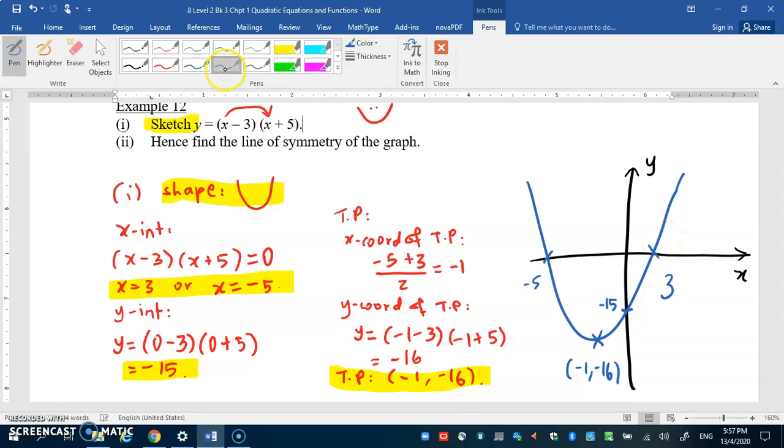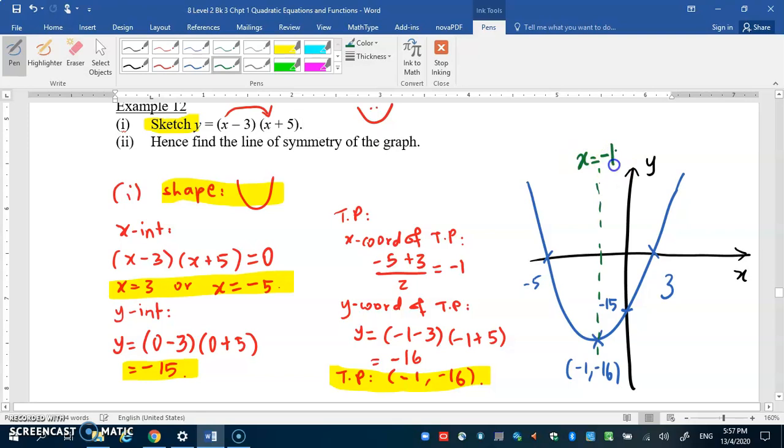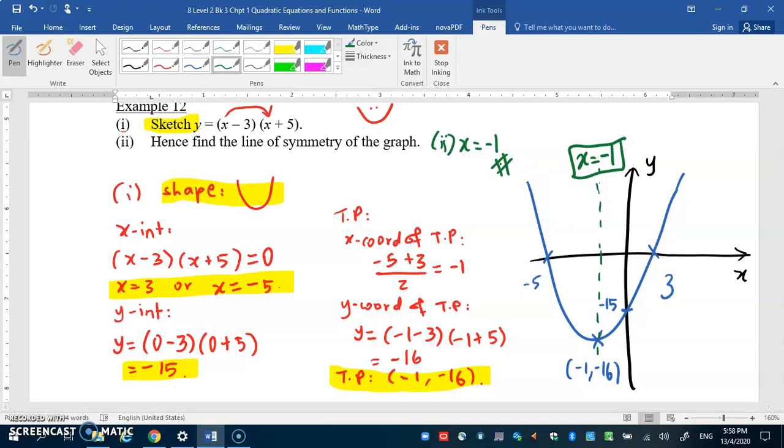And of course, the last thing is your line of symmetry. So draw a dotted line down, passing through the turning point. Line of symmetry is x equals to -1. Okay. This is the equation of the line of symmetry. So anyway, part 2 is asking you for equation of line of symmetry. You will just write x equals to -1. And you're done. Okay? So this is how a typical sketch question looks like.